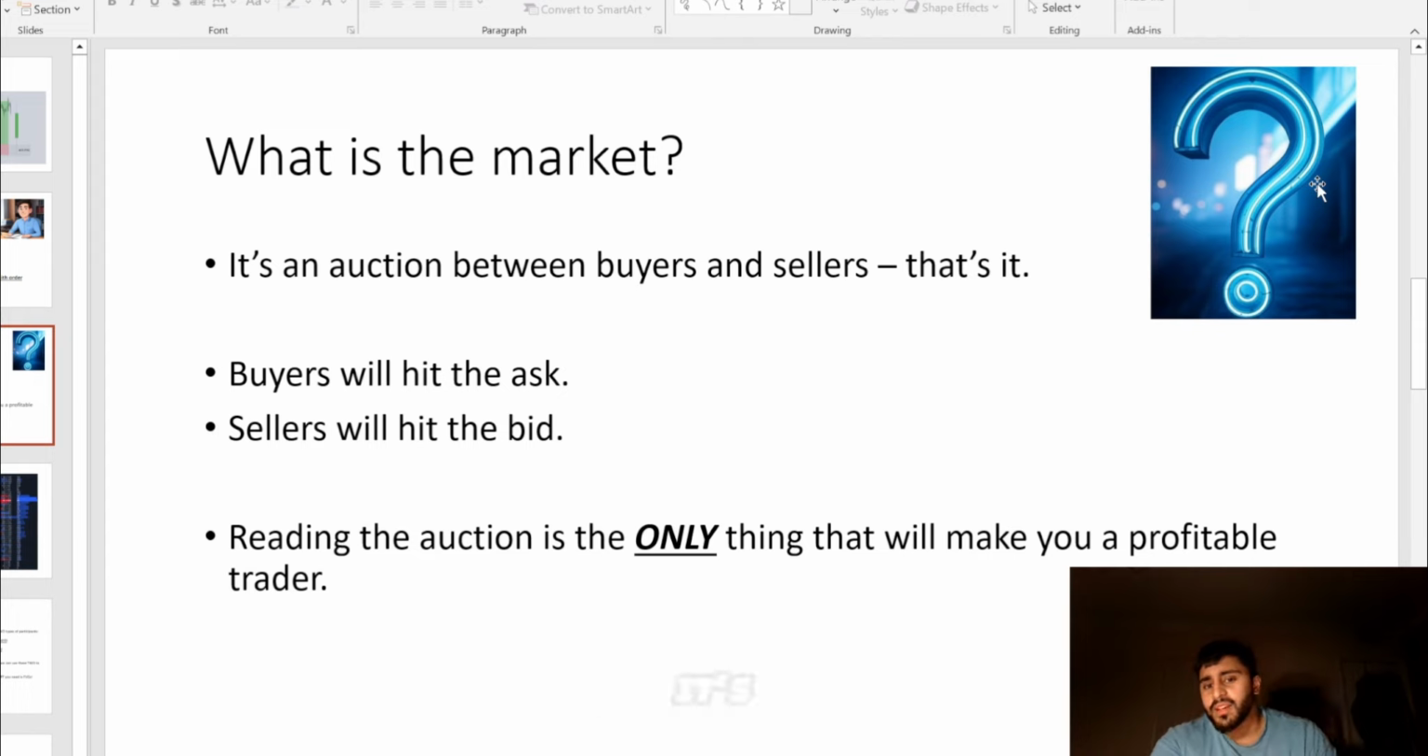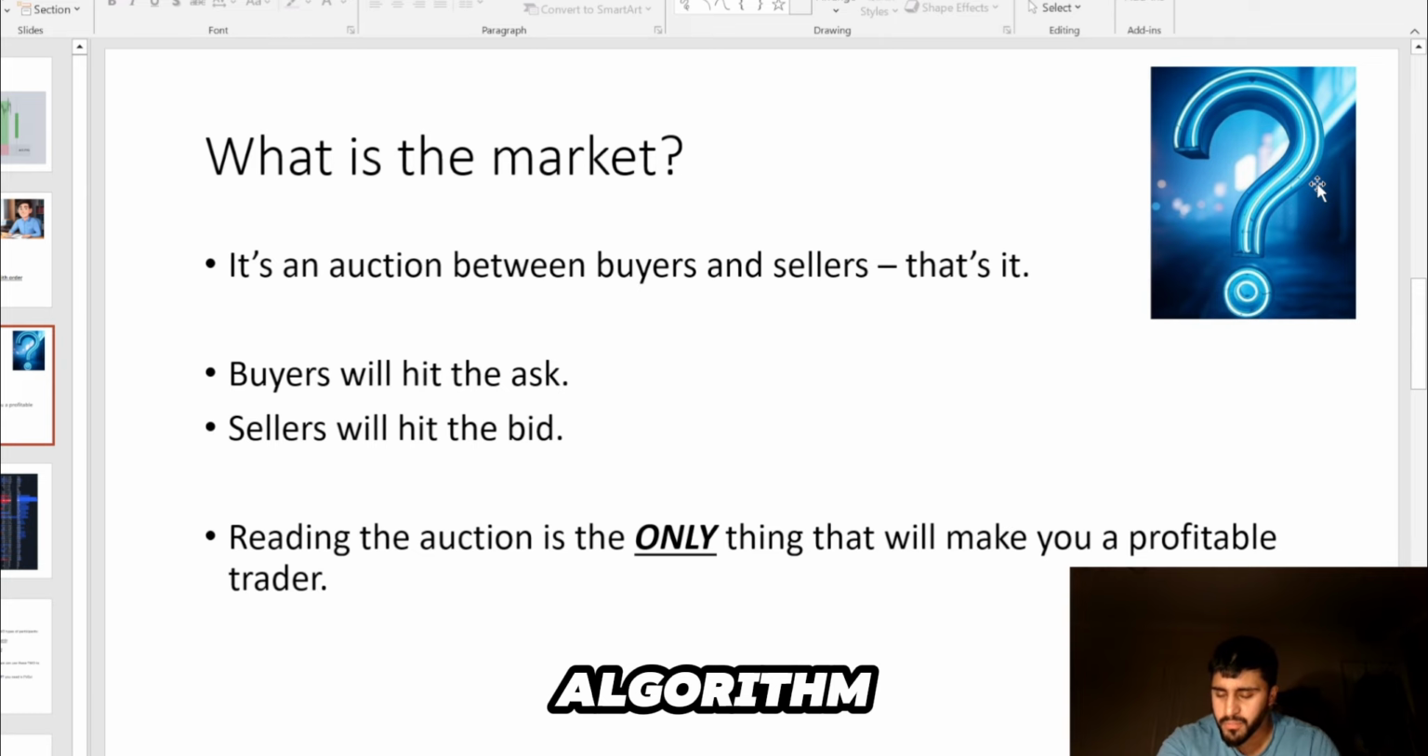So what is the market? It's important to understand this. I'm going to quickly go over this. The market is only an auction. It is not an algorithm. It is not a bot. It is not run by AI, right?